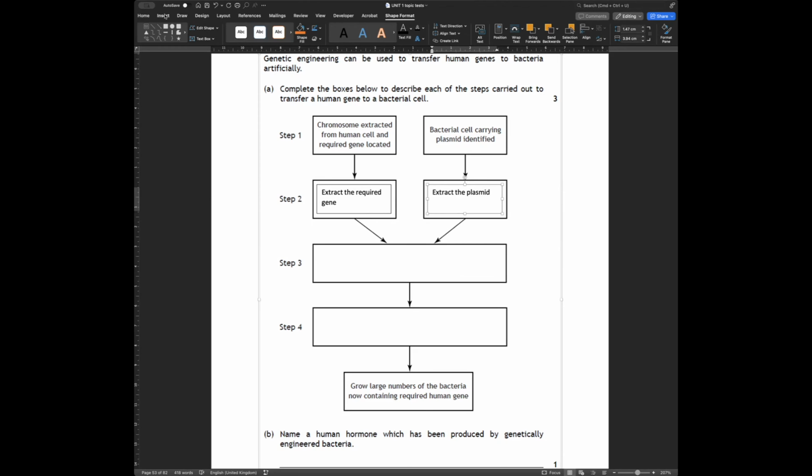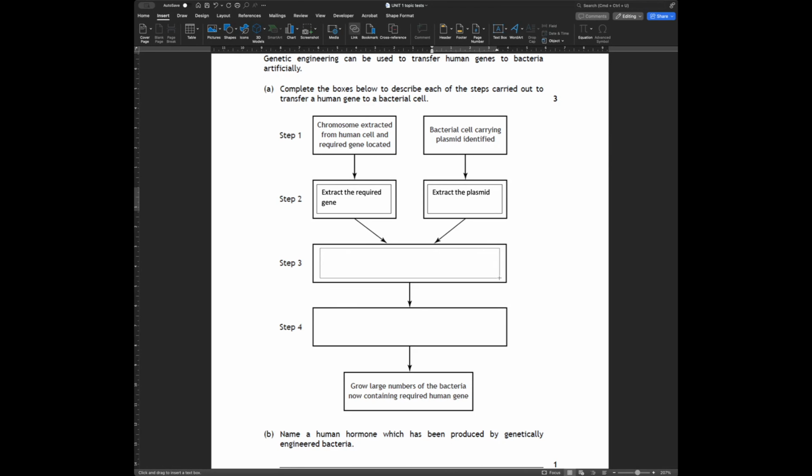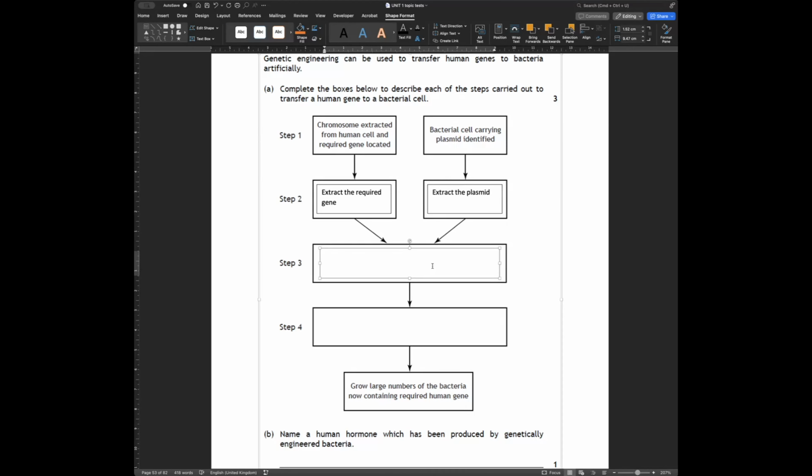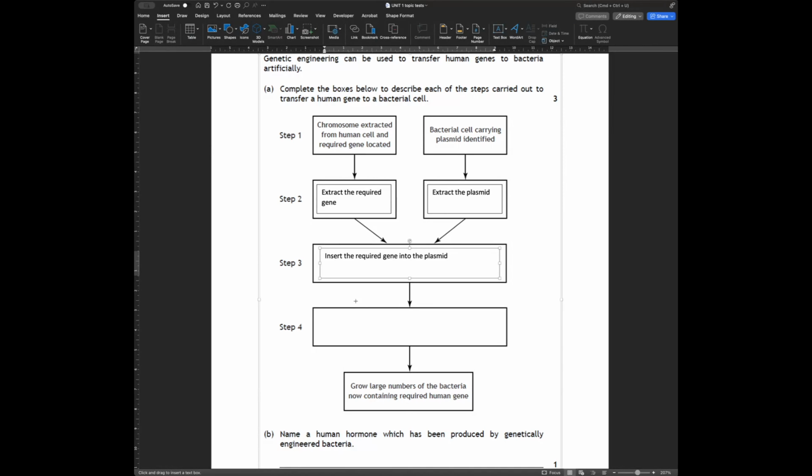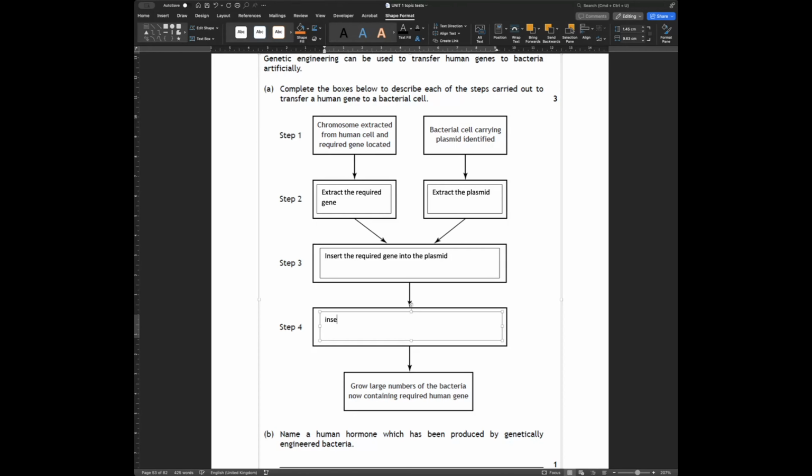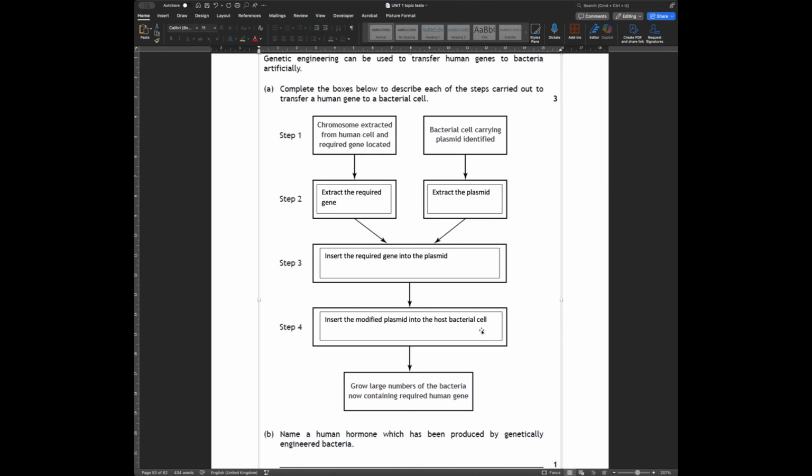The next step that we need is going to be in step 3 here. So we've now got the required gene. We've now got the plasmid. We are going to insert the required gene into the plasmid. Okay, so that's step 3 there. And then step 4 is going to be, we're going to insert the modified plasmid, the genetically modified plasmid, into the host bacterial cell. Okay? So we're going to insert that modified plasmid into the host bacterial cell.